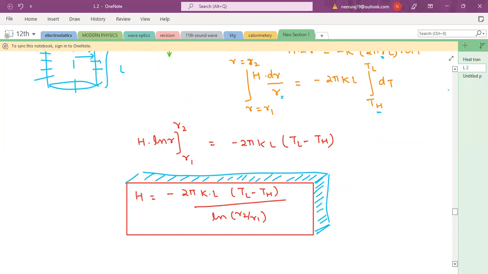The formula is 2 pi KL (T low minus T high) divided by ln(R2 by R1). So if you don't want to write the minus here, you can put it as T high minus T low.